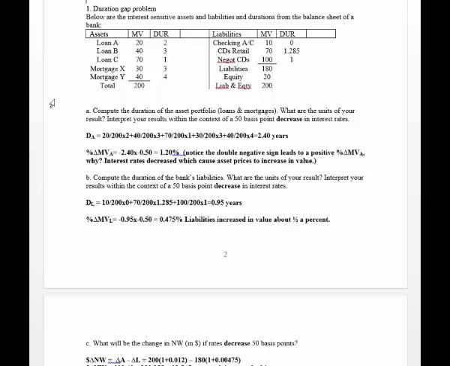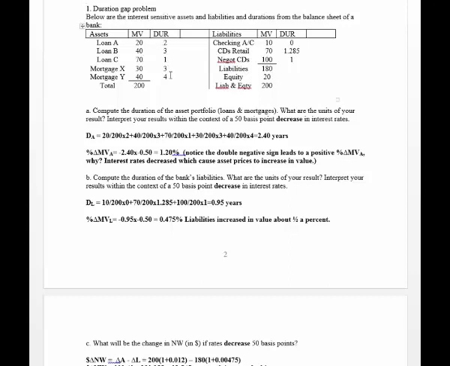Now, the concept of duration gap is telling you that there's a difference between the sensitivity of your assets versus the sensitivity of your liabilities. It's not just a difference in sensitivity, it's differences in the balances. So you have 200 here in assets, you have 180 in liabilities here, so you have a difference just in the market values, but you also, as you can see, have differences in the actual duration numbers here. Now, before we get to the first question of this problem, take a look at what duration is here.